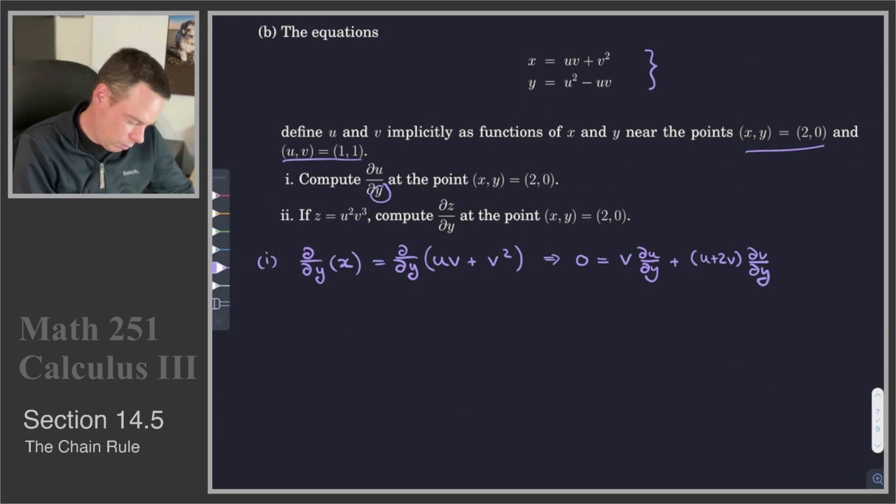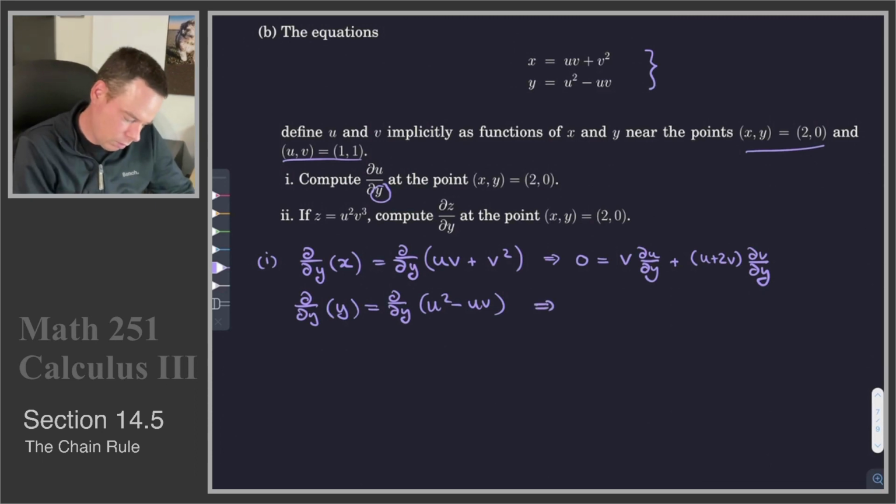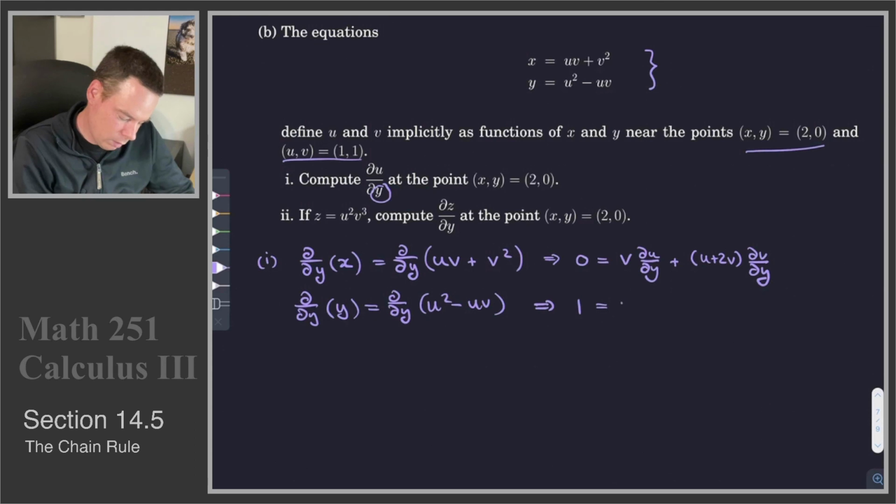And then we can go ahead and do the next equation. The next equation is y is equal to u squared minus uv. I want to calculate its derivative with respect to y. And so the derivative of y with respect to y, that's 1. And then this derivative, we use the chain rule again. Its derivative with respect to u, that's 2u minus v times du dy, plus the derivative with respect to v, that's negative u times dv dy.